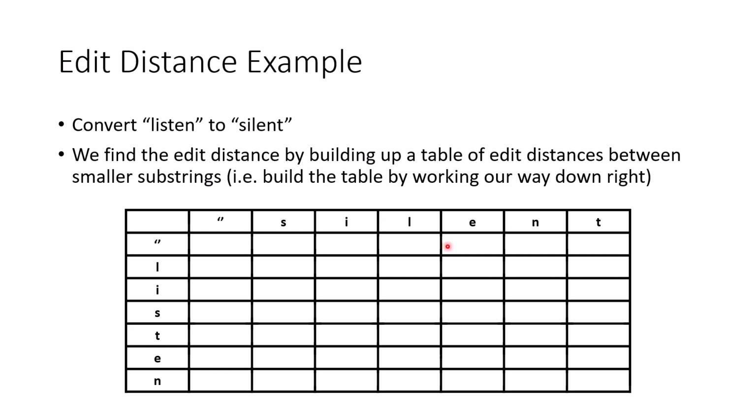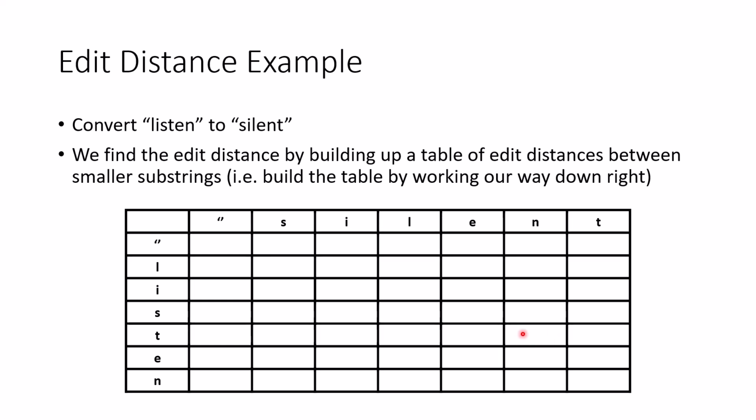And the way we're going to do this is we're going to build our way up, build up a big table until we get to our final solution. So each element of this table is going to represent the edit distance, so the minimum possible number of edits to get from whatever this substring is to this substring. So for example, this guy is going to hold the edit distance between nothing and nothing. This is going to hold the edit distance between nothing and nothing plus s, which is s.